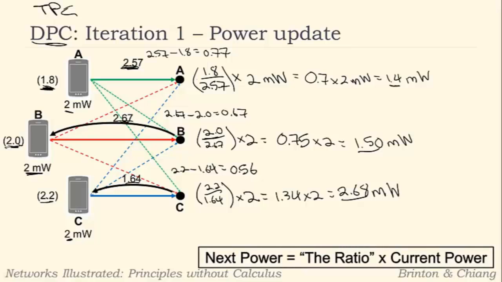And so this is the actual DPC update equation right here: the next power is equal to this thing called the ratio, which, as we said, is the desired SIR over the measured SIR, which is where we want to be over where we are right now, times the current power. And we do that at each iteration as we keep measuring the SIRs.